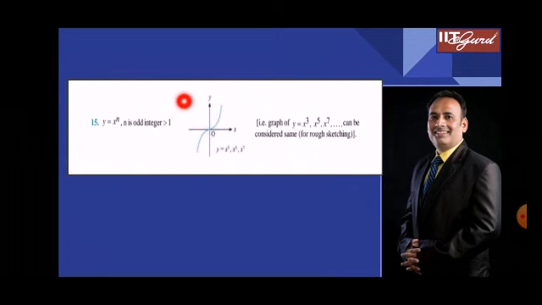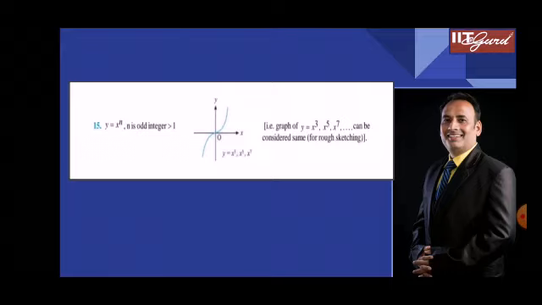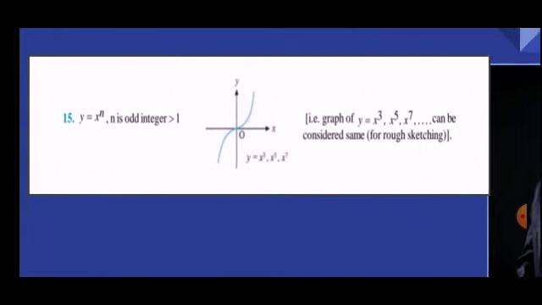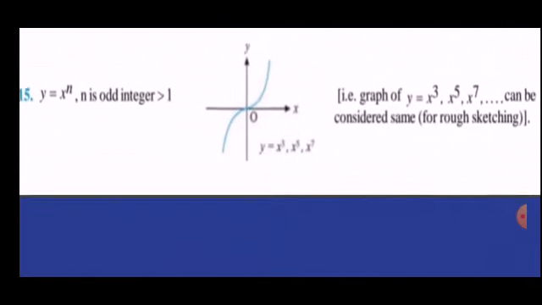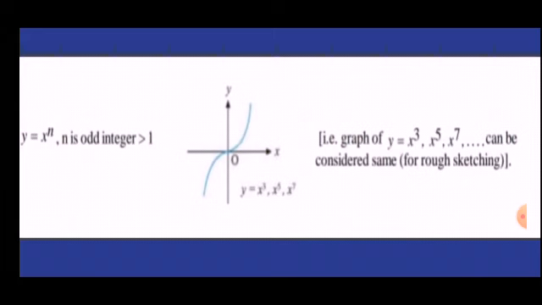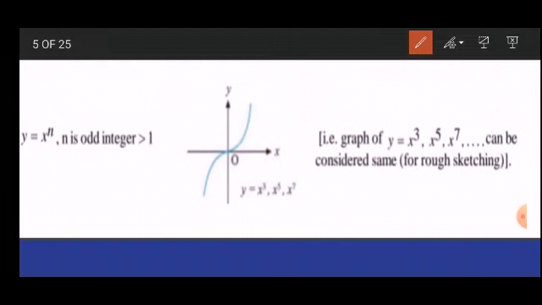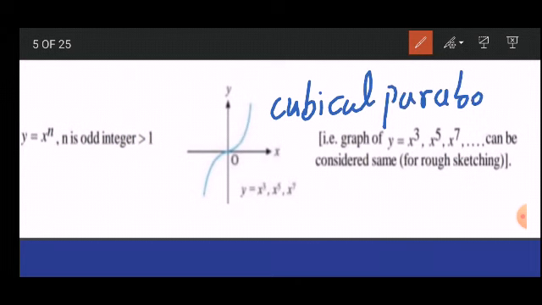One more, y equal to x to the power n. Here, if you see, this lies in the first and third quadrants, like the x cube graph. This is also called cubical parabola. If it is power 3, then it is called cubical parabola. Let me write down cubical parabola. Its name is cubical parabola. Okay, fine. If it is degree 5, then it is a degree 5 polynomial.